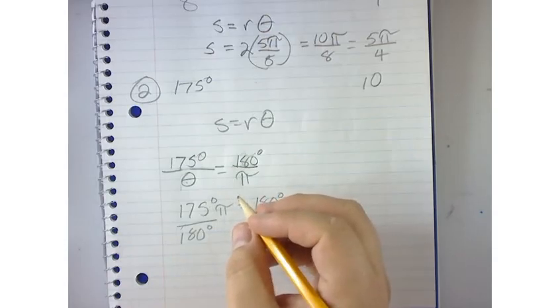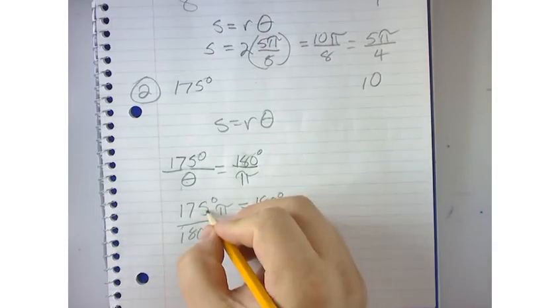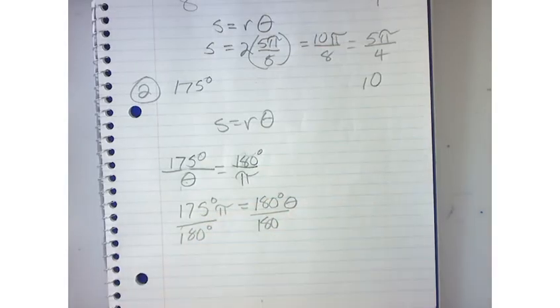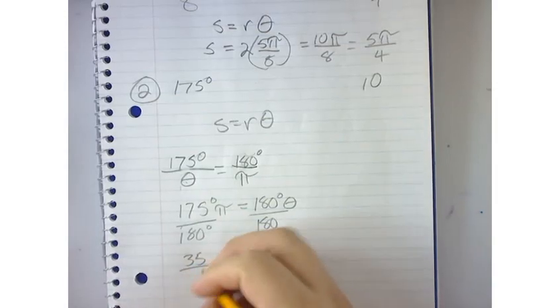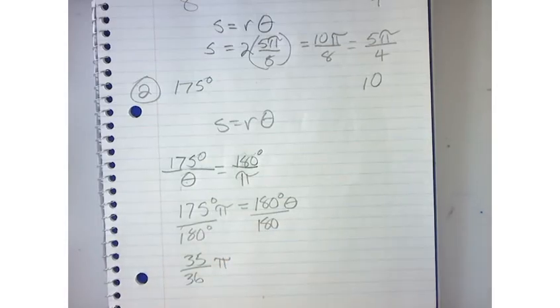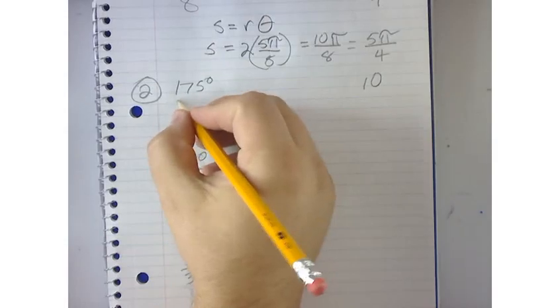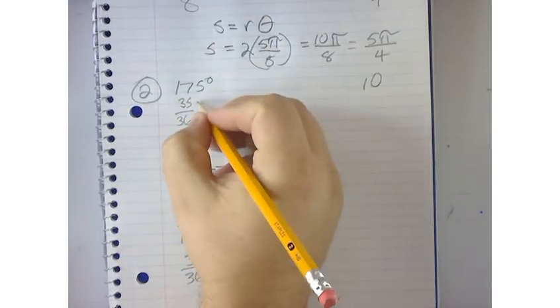No, let's just reduce it. What can we divide 175 by, like 5? What's 175 divided by 5? 35. What's 180 divided by 5? 36. So it's 35 over 36 pi. We're going to say 35 over 36 pi.